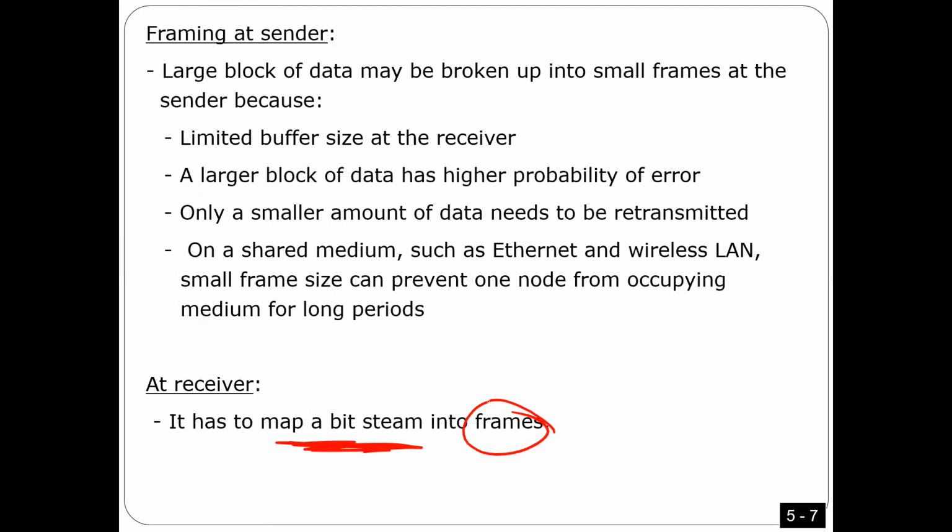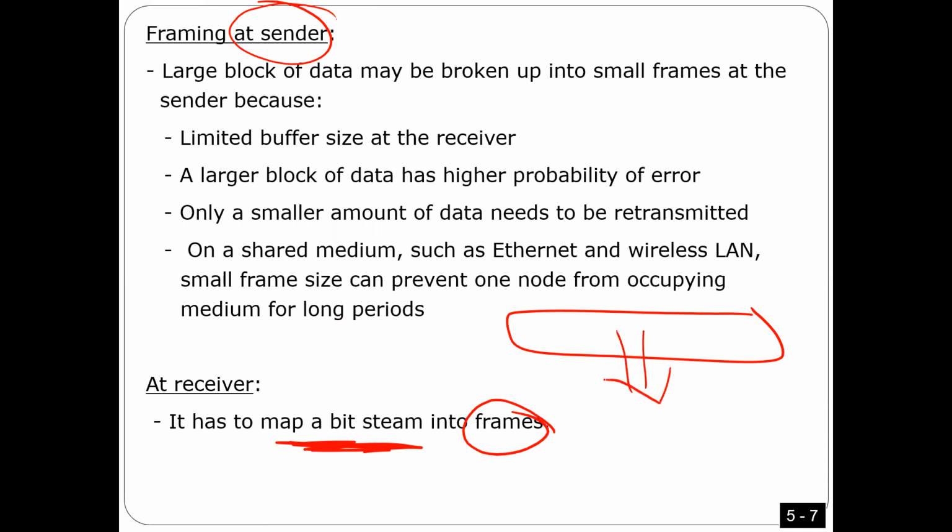At the sender side, we may need to decide what to do if the second layer receives very large data from layer number 3. In this case, layer number 2 can do some kind of segmentation, which means I'm going to cut it into small pieces. I'm not going to transmit the data received from layer number 3 in one frame, if I receive very large data.